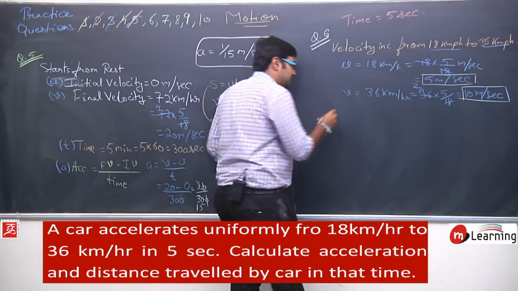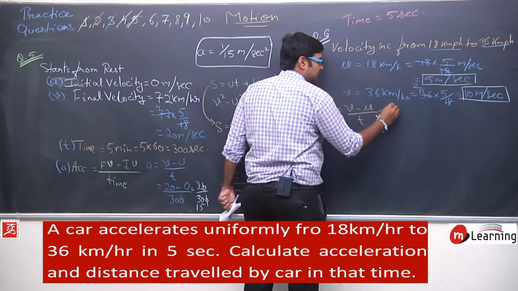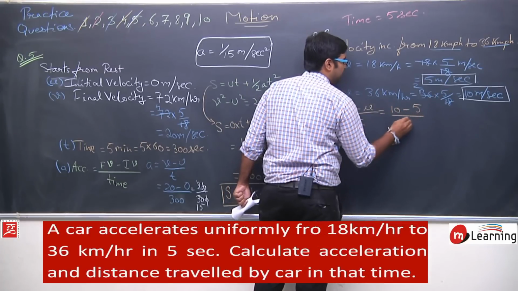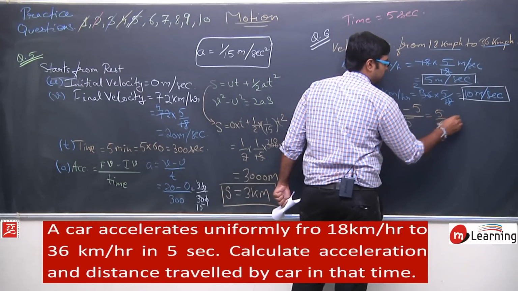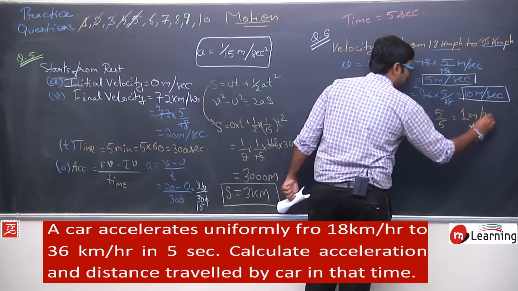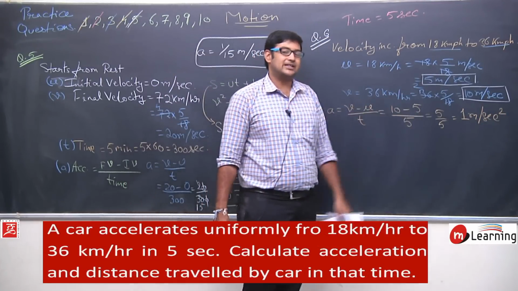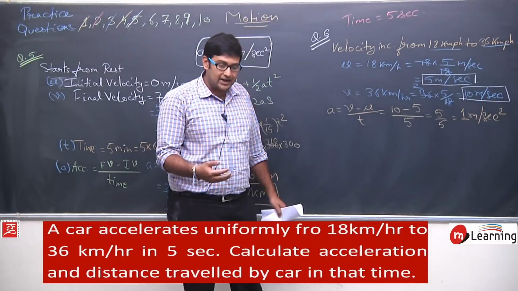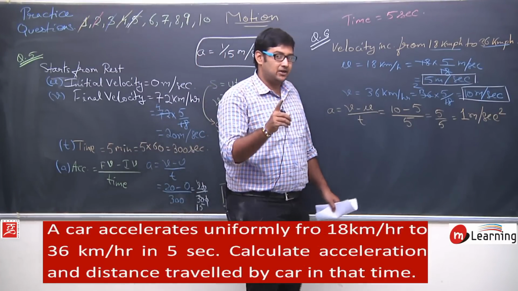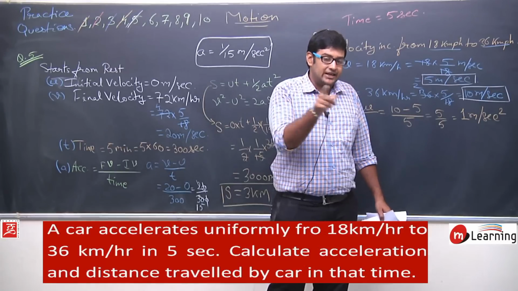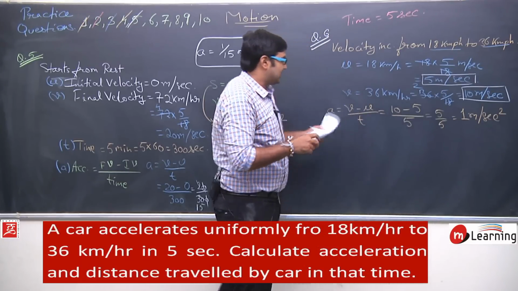So to calculate the acceleration, acceleration will be equal to v minus u upon t. V is 10 minus u is 5 upon time period is again 5. So this is 5 upon 5, this is 1 meter per second square. So acceleration comes out to be 1 meter per second square. So what does this mean? It means that the speed of this car is increasing by 1 meter per second every 1 second. Okay, so this is the acceleration.